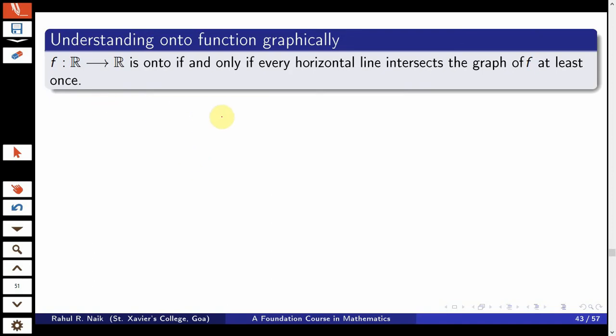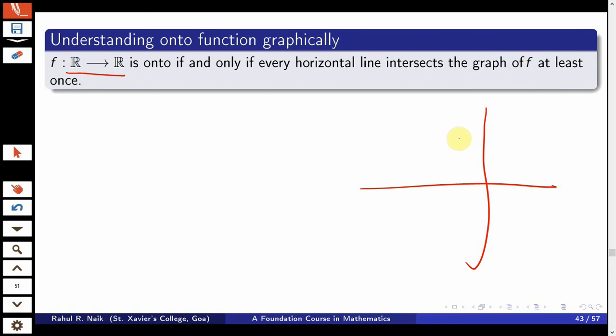So, how do we understand the onto function graphically? Given a graph of a function, how do we determine whether it is onto or not? Here we again use a horizontal line test. Here I am talking about a function from R to R, so the codomain is R. The function is onto provided the range of this function is R itself. If the range is R, that means if you draw any horizontal line parallel to the x axis, cutting the y axis, it should intersect the graph at least once.